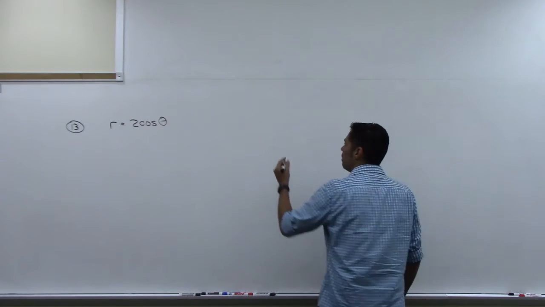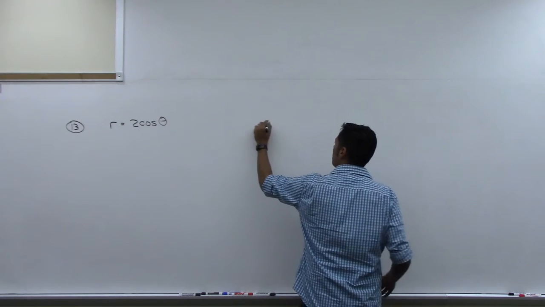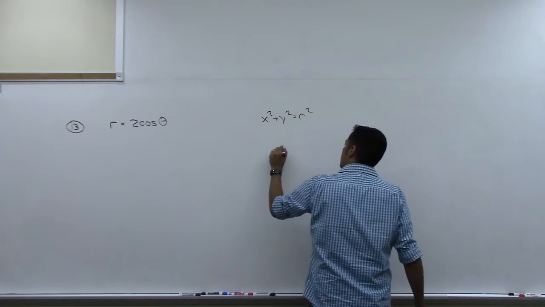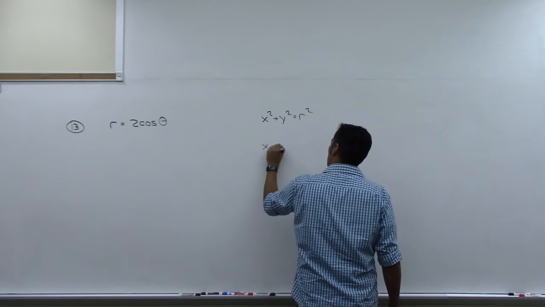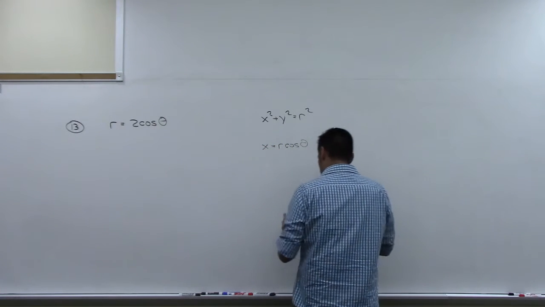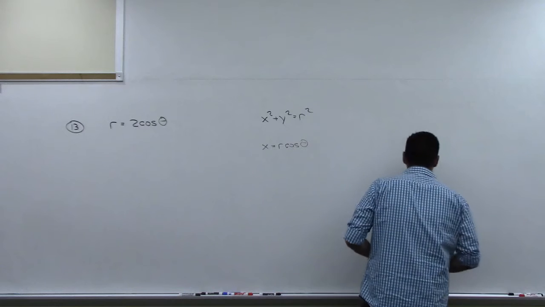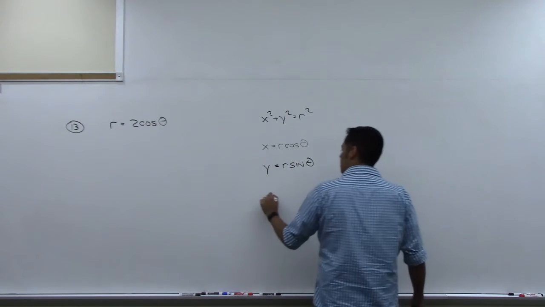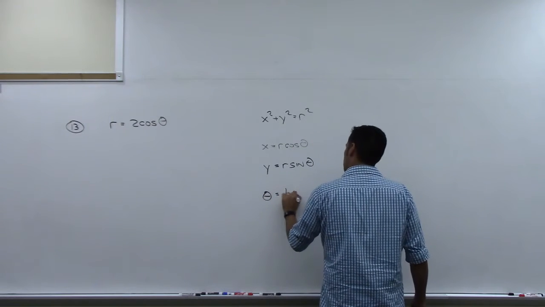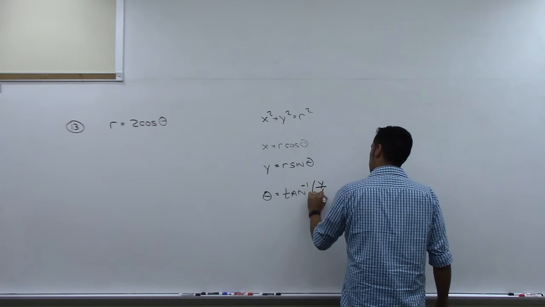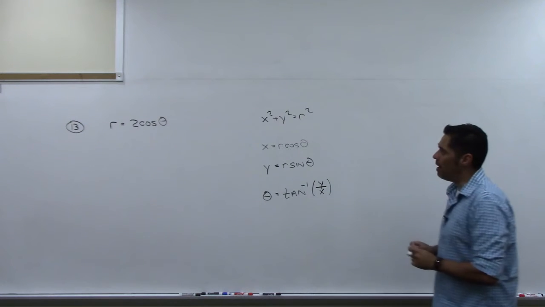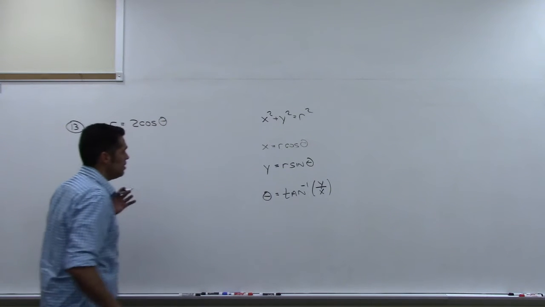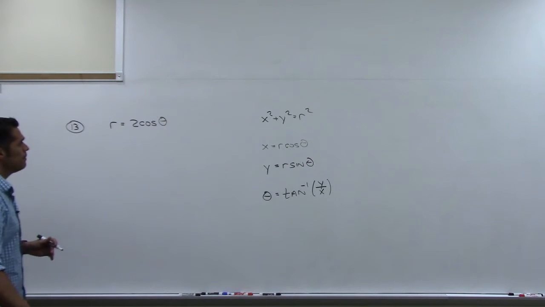And what we know, as far as the relationship between the two, is that x squared plus y squared equals r squared. We know that x equals r cosine theta. We know that y equals r sine theta. And we also know that theta is arctangent of y over x. So these are all the relationships we have. And I want to get this over to Cartesian, so I want to switch this in terms of x and y.